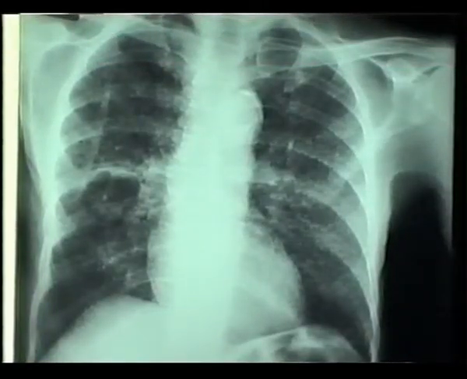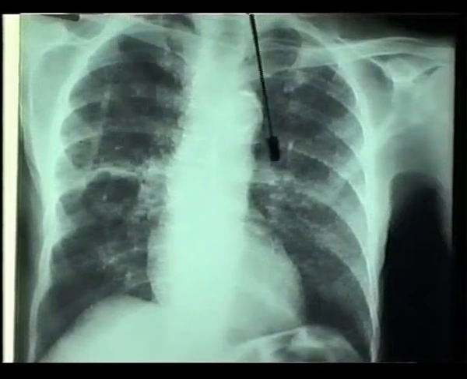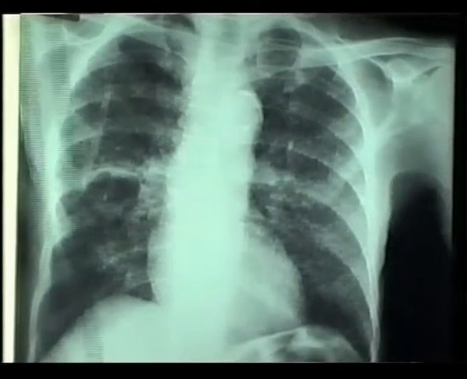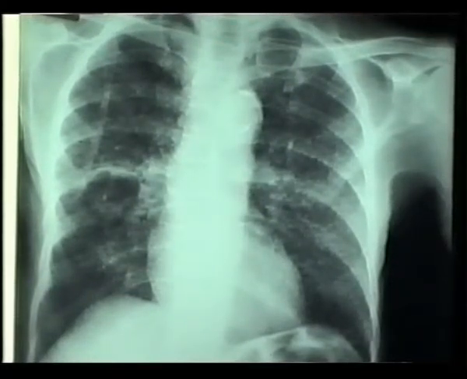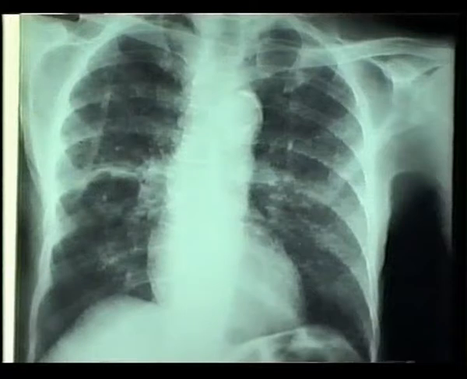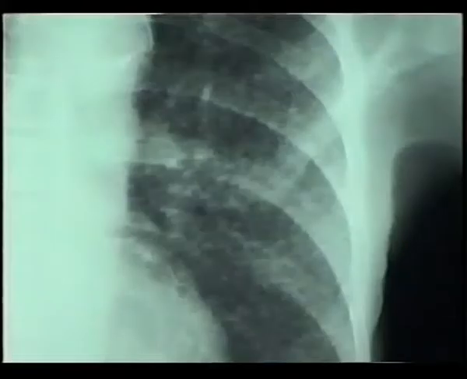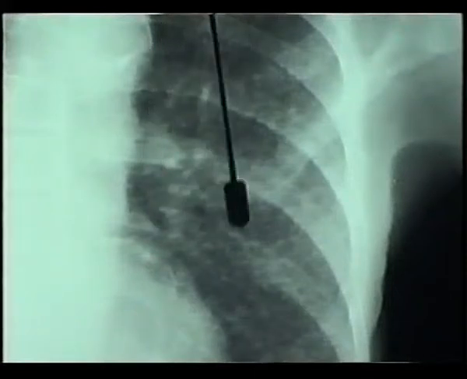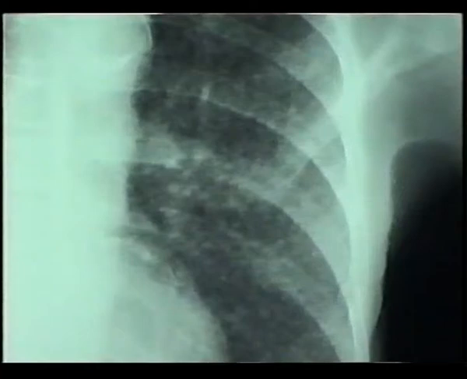It's another patient who presented with fever and weight loss. The lung field showed small pinhead size opacities, and in the right mid-zone there was a cavity. These are miliary shadows. Let's take a closer look. You might see it a little more clearly. This patient had miliary tuberculosis.